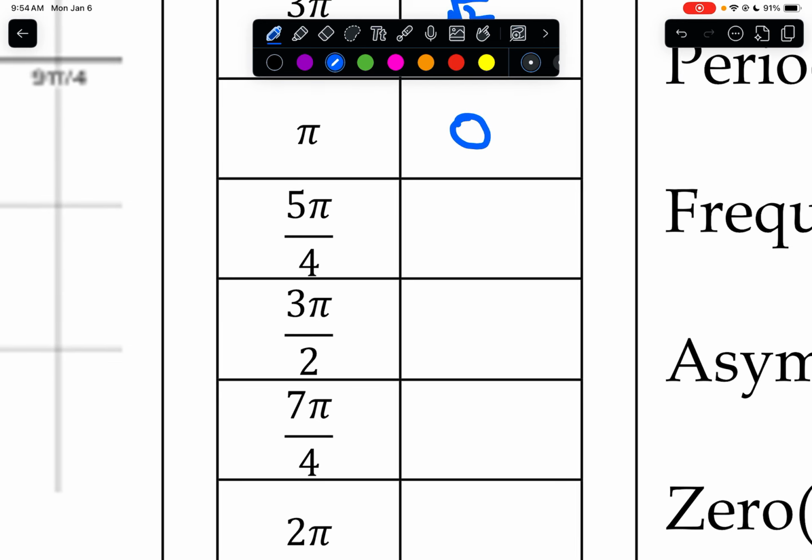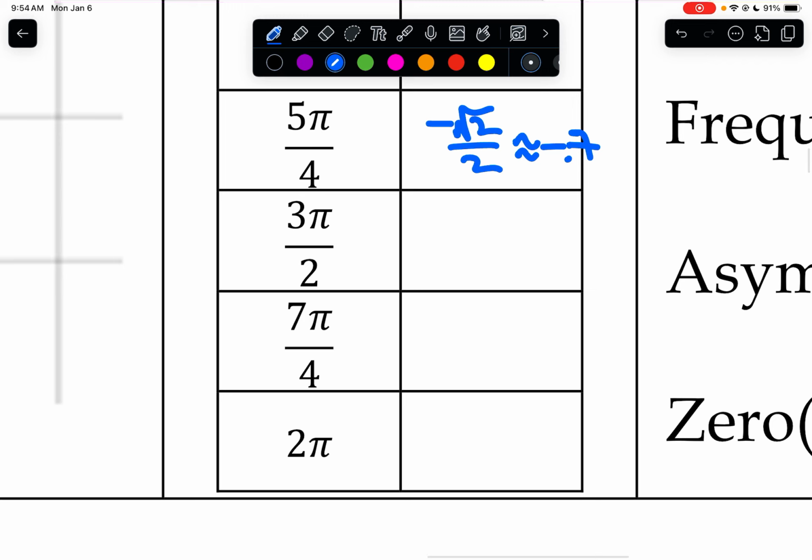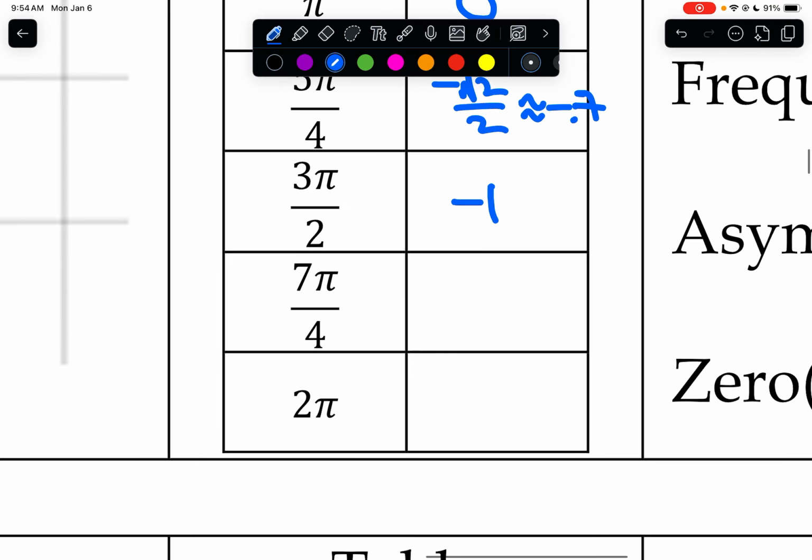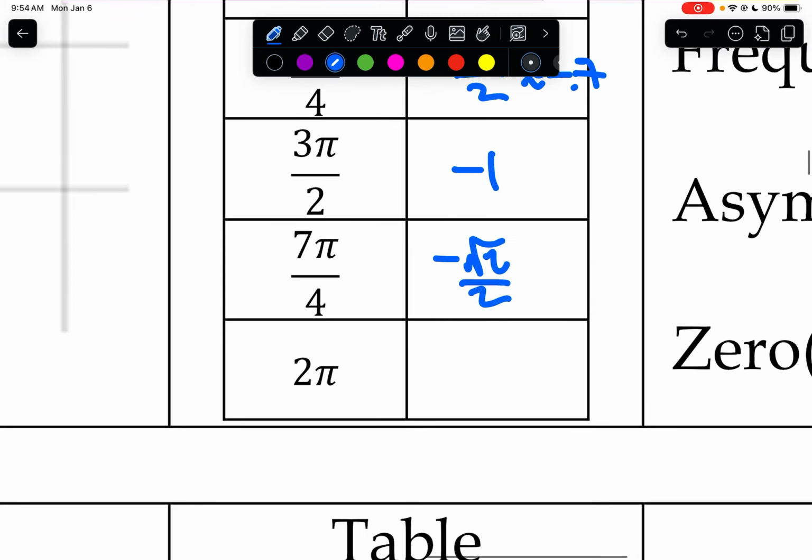Sine of 5 pi over 4 is going to give you negative root 2 over 2, which once again is going to be about negative 0.7. And then 3 pi over 2, which is going to be negative 1. 7 pi over 4, so we want sine of that, negative root 2 over 2. And then sine of 2 pi is going to give you 0.